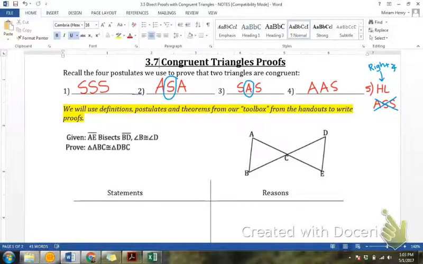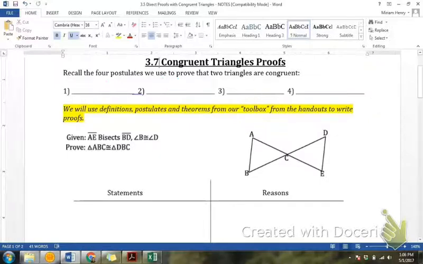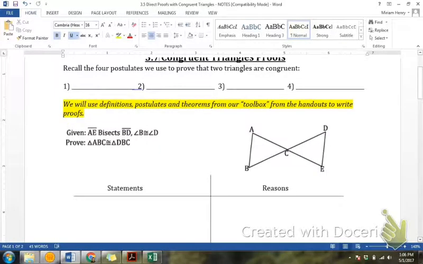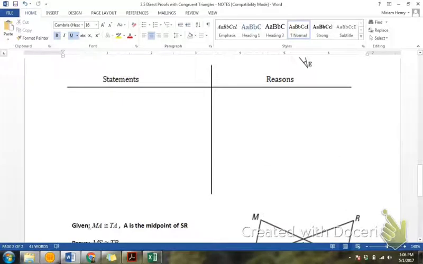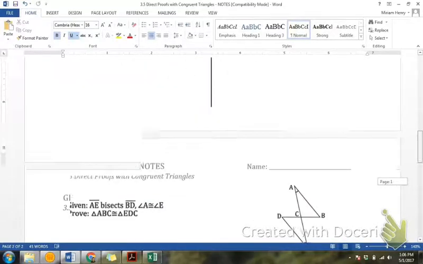Okay, so if you look at this paper here, this looks a little bit different than maybe something you've ever seen. These are what are called two-column proofs, which just means we're going to get some information, and based on this information, we're going to try to prove that the two triangles in our diagram are congruent.